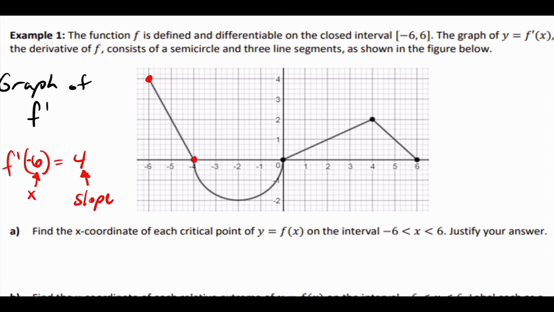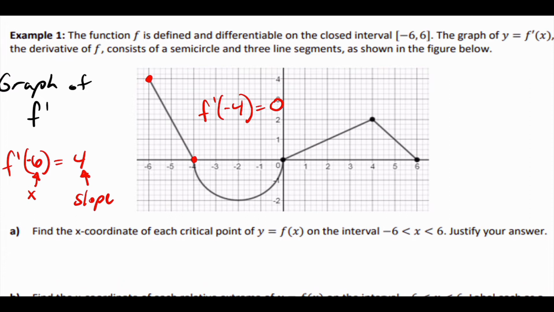This guy right here. Let's just use their dots. At -4. -4, 0. So f prime of -4 equals 0. What does 0 represent? Slope of? Here you go. So the slope of the tangent line at -4 of the original was 0.